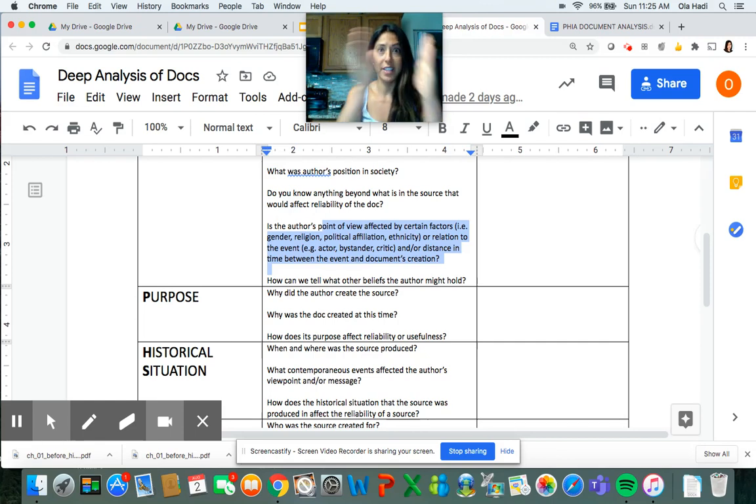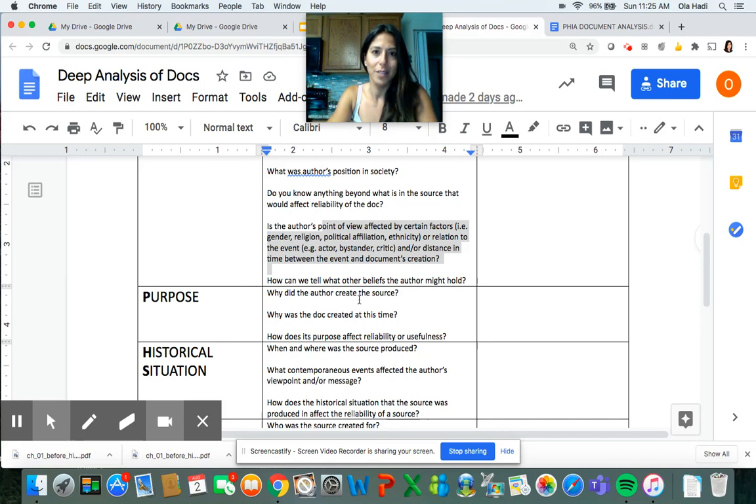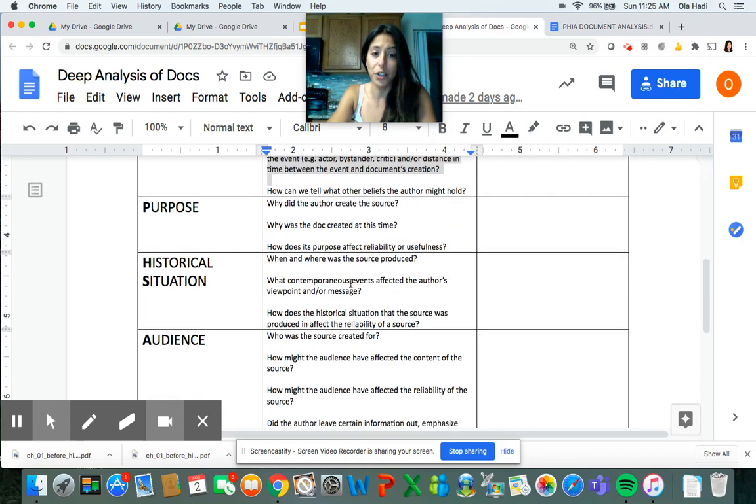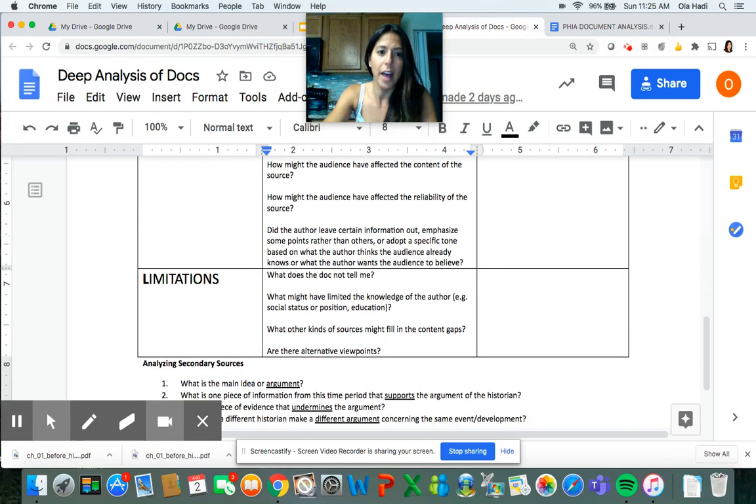So for example, if I have a diary entry from someone and it says the Persians were mean, but that person never went to Persia and they don't speak the ancient Persian language, they may not know. Other things you're going to look for are purpose, which is why this document or thing was created. Historical situation, what was happening at the time that might influence this document. Was there a war at the time? Who is it written for? That might influence it. If I'm writing for a best friend, that's going to be different than if I'm writing a speech to convince people to vote for me. And then what other things might be not being mentioned in the document?